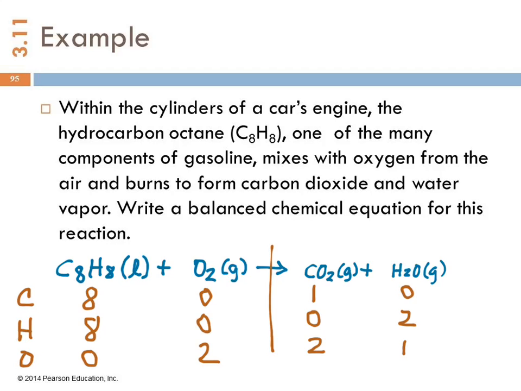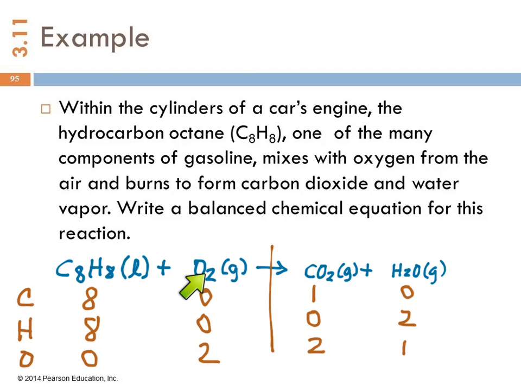When this equation is balanced, if we add up this row on the left side, it should equal this row on the right side. Now, on the left, we have a total of 8 plus 0, 8 carbons. On the right, we have 1. Obviously, this is not a balanced equation.